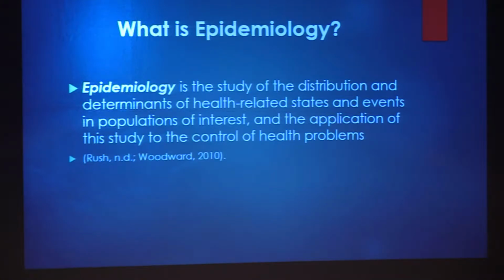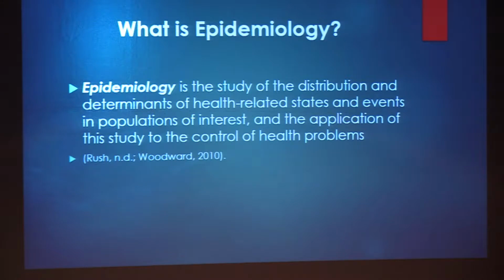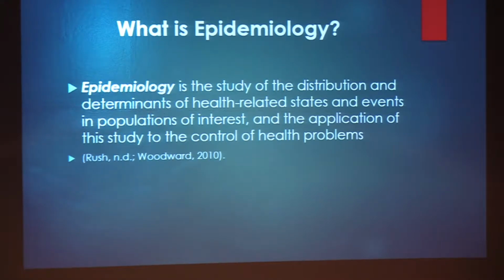So we're going to start with the definition. What exactly, or approximately, let's say, what is epidemiology? Well, this is a pretty standard definition that you can find in almost any textbook on epidemiology. It is the study of the distribution and determinants of health-related states and events in populations of interest. The key words here are distribution and determinants, and this is where mathematics and statistics become extremely important.